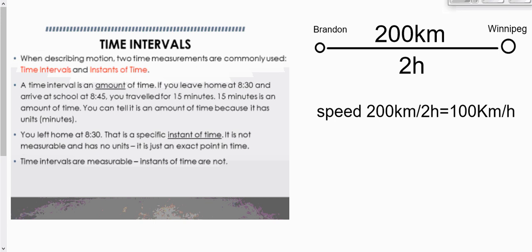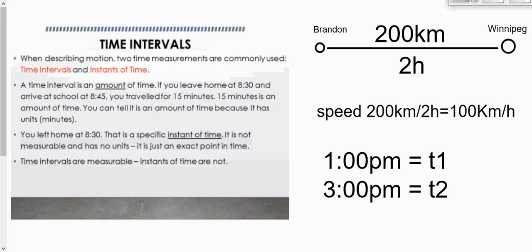How do we calculate how much time has passed in a trip? I doubt when you travel from Brandon to Winnipeg that you set a stopwatch so that you know it takes exactly 2 hours. More likely, you look at a watch. You find what time you left and what time you arrived. Suppose, for example, that you left at 1 o'clock. We will call 1 p.m. our starting time, or T1. If you then arrived in Winnipeg at 3 p.m., that would be our end time, or T2.